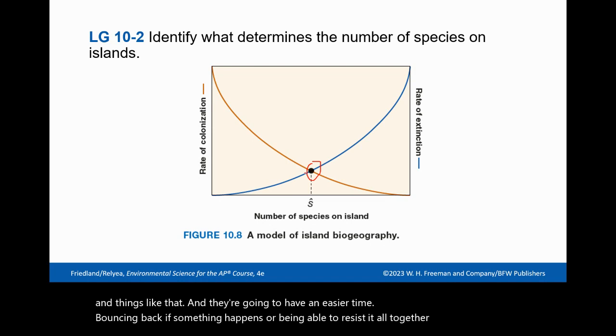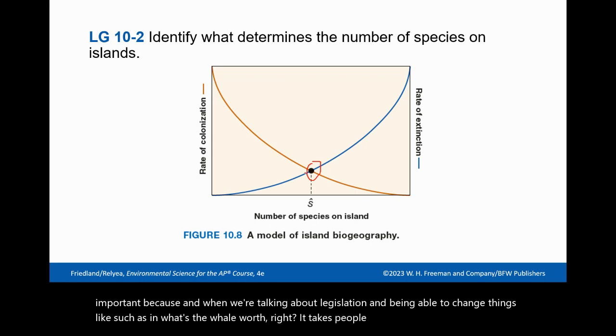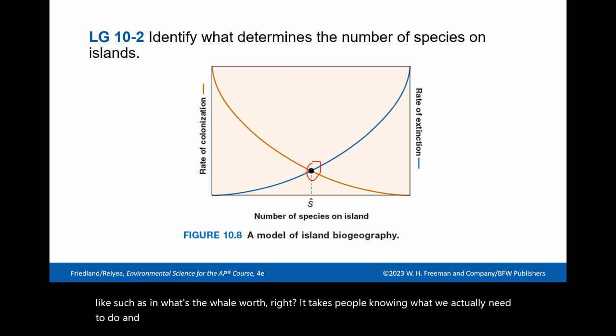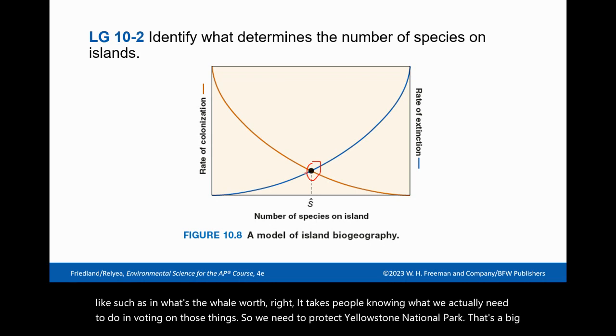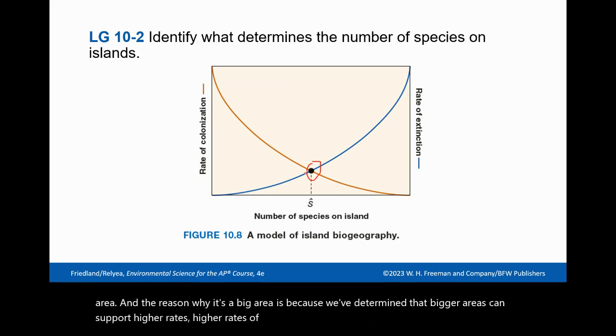And that is important because, when we're talking about legislation and being able to change things, such as in what's the whale worth, right? It takes people knowing what we actually need to do and voting on those things. So we need to protect Yellowstone National Park. That's a big area. And the reason why it's a big area is because we've determined that bigger areas can support higher rates of biodiversity, protecting our different organisms. Okay.